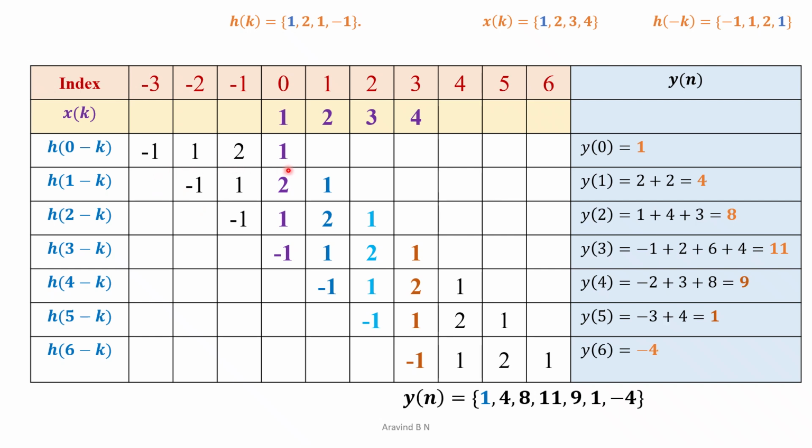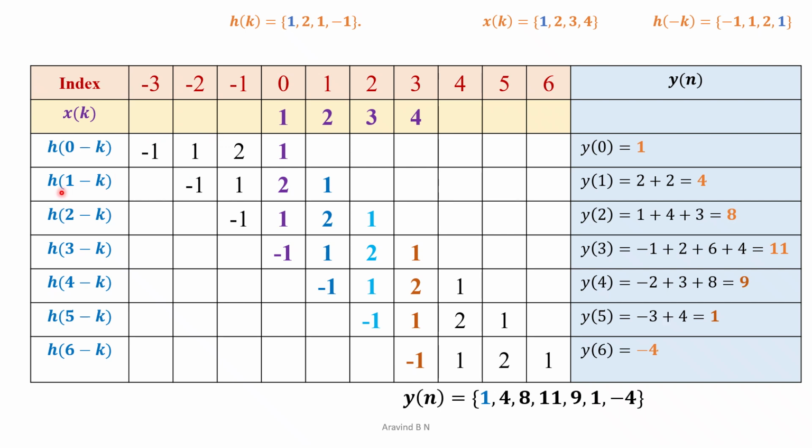As per the values we have got, the same has been represented over here: -1, 1, 2 and 1. Now the values of x of k which overlap, or come in the same column as h of 0 minus k, you multiply those values together. In this case only these two values are on the same column, that is 1 and 1. Multiply them, so we have the value 1. No other values are on the same column with respect to x of k and h of 0 minus k. Therefore no further operations in this one.